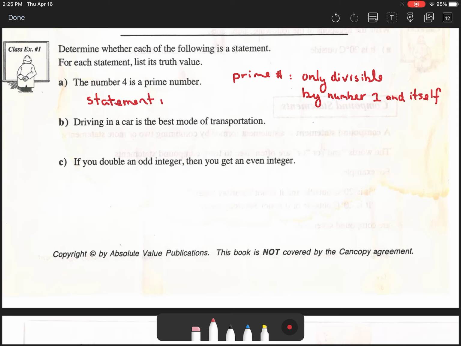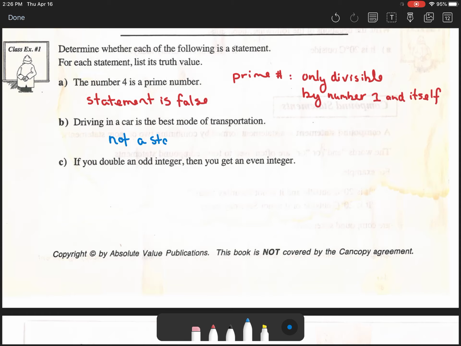So 4 being a prime number is the statement they make. Well, that statement is false. It is a statement, but it's false. The reason being, if you take a look at the number 4, it is not only divisible by 1 and 4, but it is also divisible by 2. So it is not a prime number.